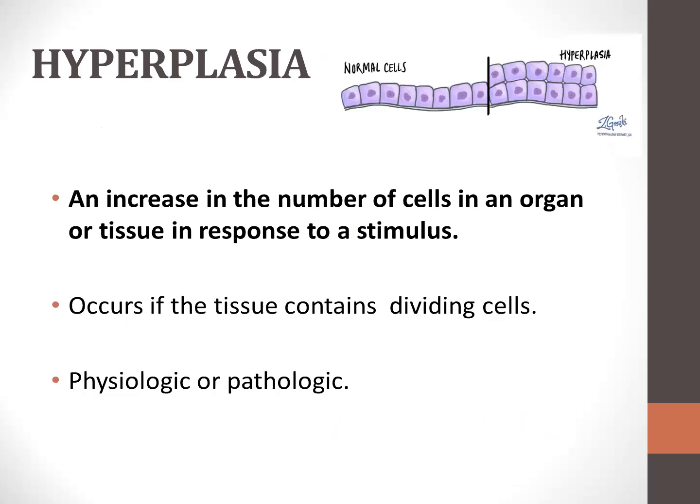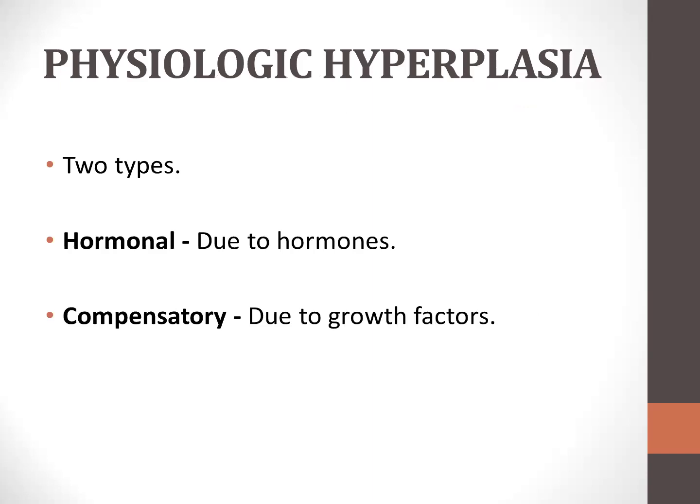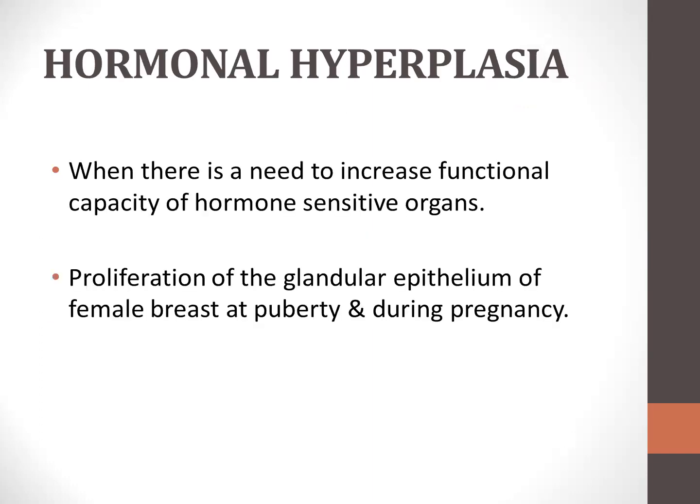Hyperplasia is an increase in the number of cells which ultimately results in increase in the size of the organ. Hyperplasia may also be physiological or pathological. Physiological hyperplasia is further divided into two types. It can be hormonal, due to hormones, or compensatory, due to growth factors. In cases of hormonal hyperplasia, the increase in the number of cells is because of some hormone, like proliferation of glandular epithelium of the female breast at puberty and during pregnancy.